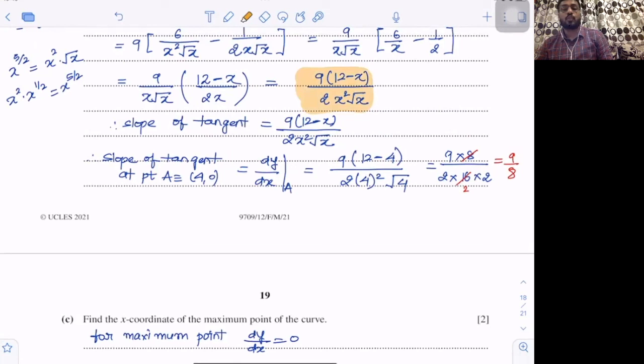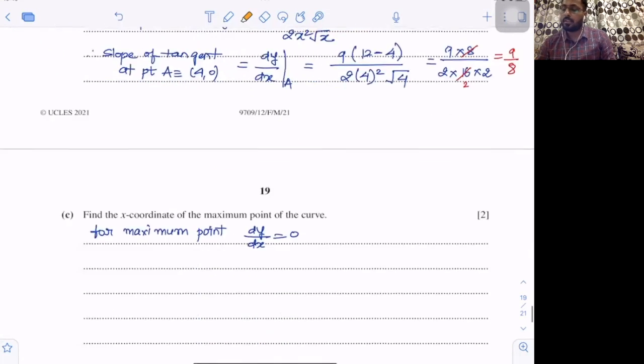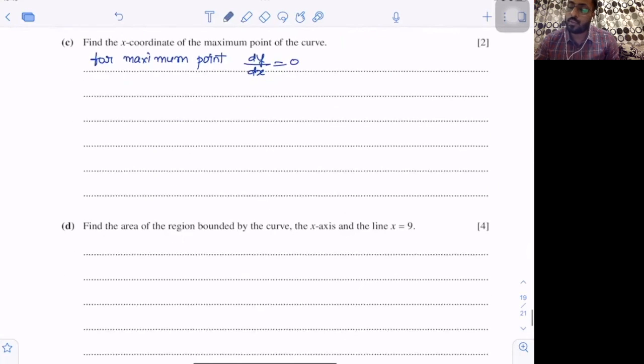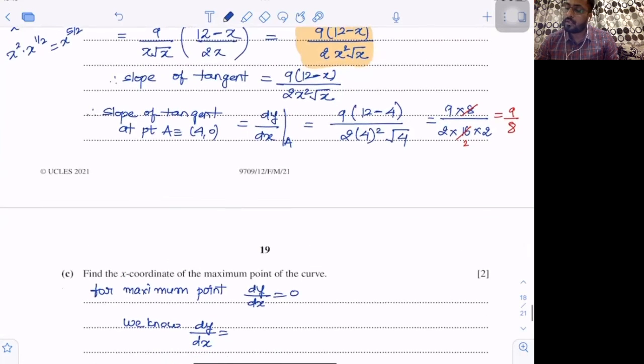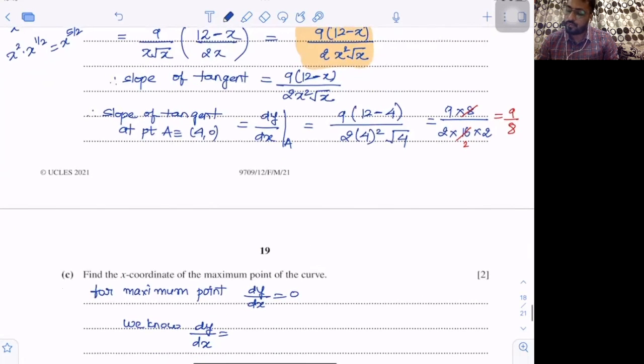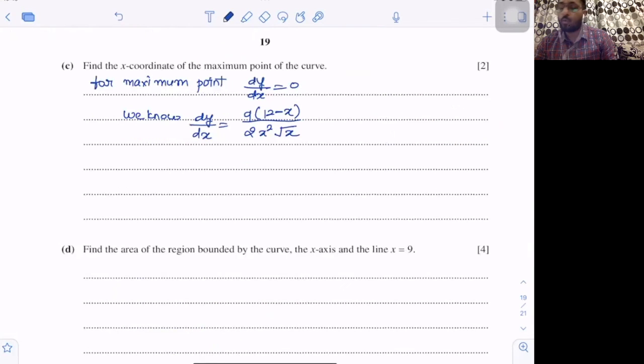9 times (12 minus x) divided by 2 times x square root of x. That's dy upon dx, and that needs to be equal to 0. So we know dy upon dx is equal to 9 times (12 minus x) whole divided by 2 times x square root of x. So this needs to be equated with 0.